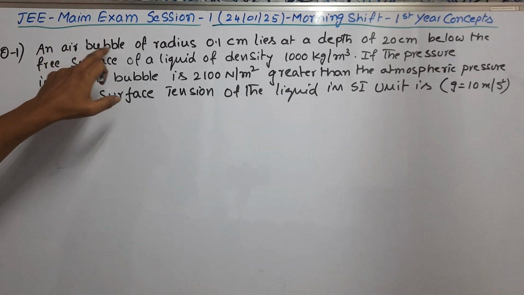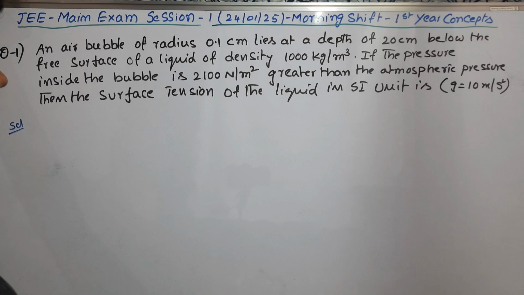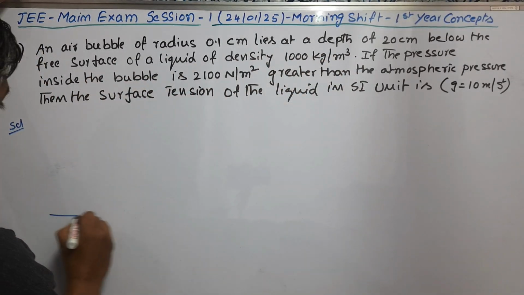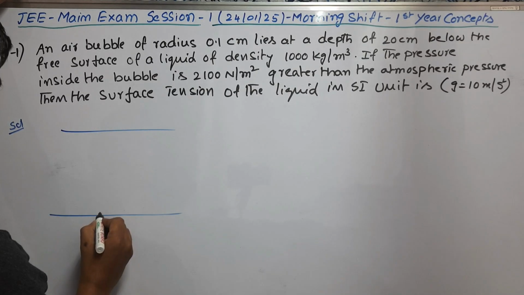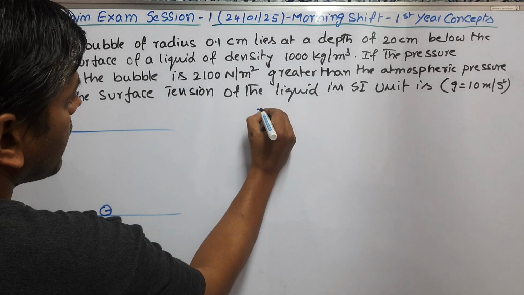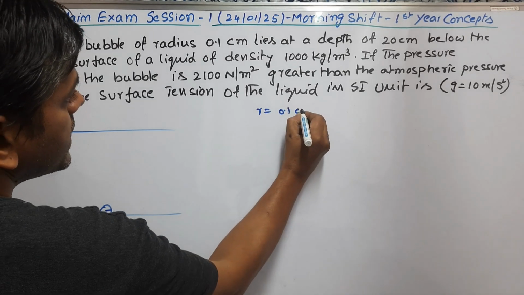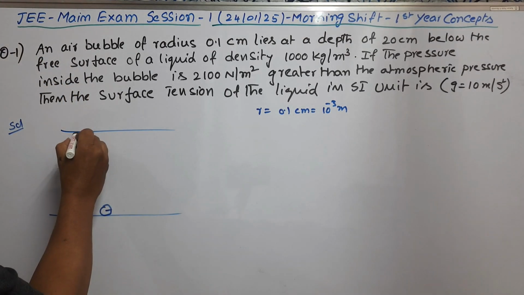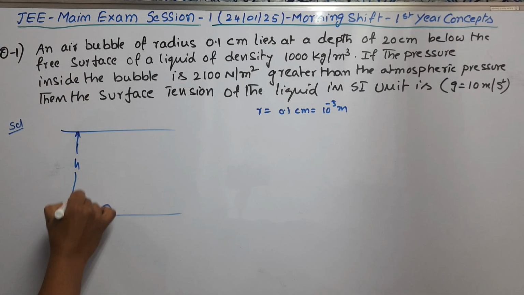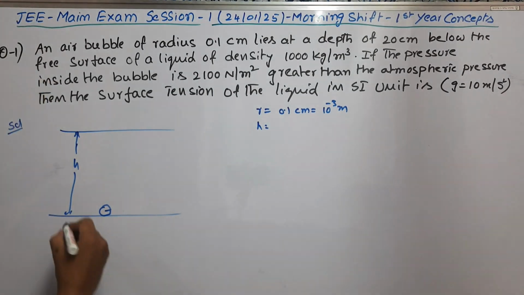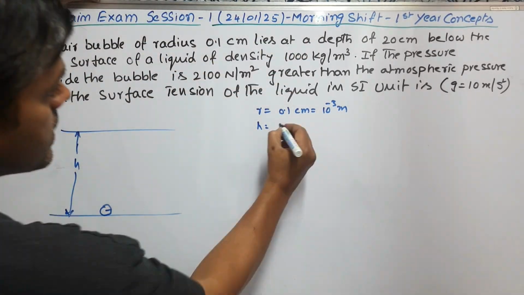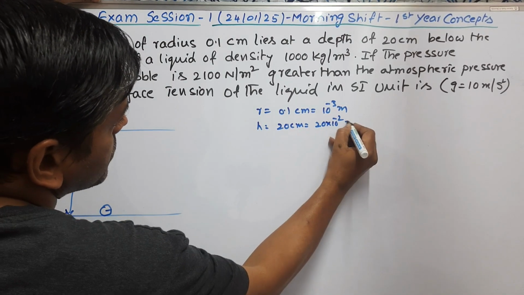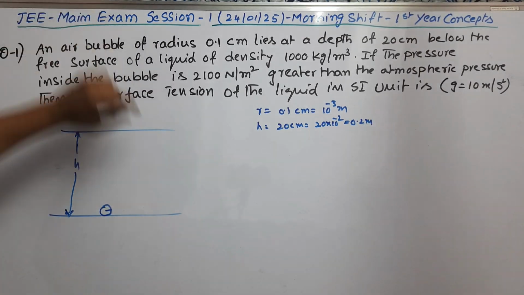The first question is an air bubble of radius 0.1 centimeter lies at a depth of 20 centimeter below the free surface of a liquid. Suppose this is a lake. The radius r is equal to 0.1 centimeter, which means 10 power minus 3 meter. The depth from the free surface is 20 centimeter, which means 20 into 10 power minus 2, that is 0.2 meter below the free surface of the liquid.